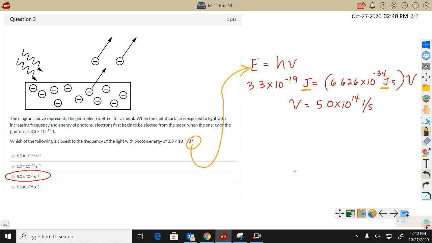You can use a calculator on this particular question. It pops out the answer: 5 times 10 to the 14th waves per second, cycles per second. Good stuff.